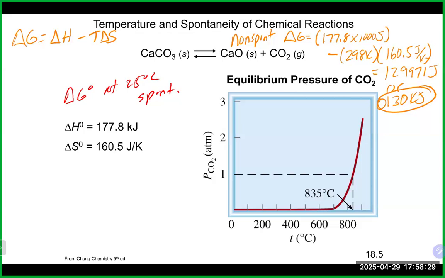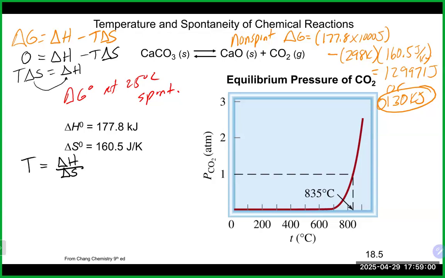We know that for this reaction to become spontaneous, our delta G needs to be negative, and negative's on the other side of zero. So if you set delta G equal to 0, delta H minus T delta S, bring the back end to the other side, T delta S equals our delta H. And lastly, T is equal to delta H divided by delta S in this case. Again, we're just dividing that to the other side.